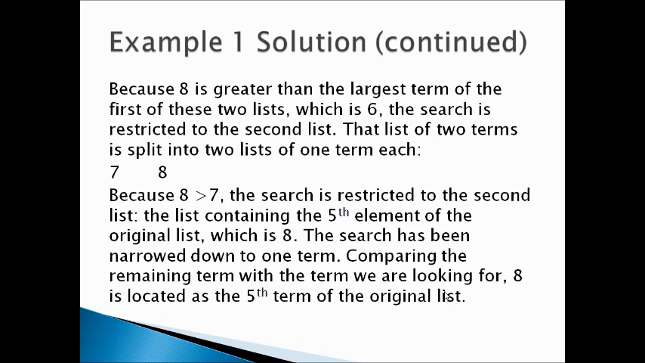Because 8 is greater than the largest term of the first of these two lists, which is 6, the search is restricted to the second list. That list of two terms is split into two lists of one term each, so 7 and 8. Because 8 is greater than 7, the search is restricted to the second list, the list containing the fifth element of the original list, which is 8. The search has been narrowed down to one term. Comparing the remaining term with the term we are looking for, 8 is located as the fifth term of the original list.